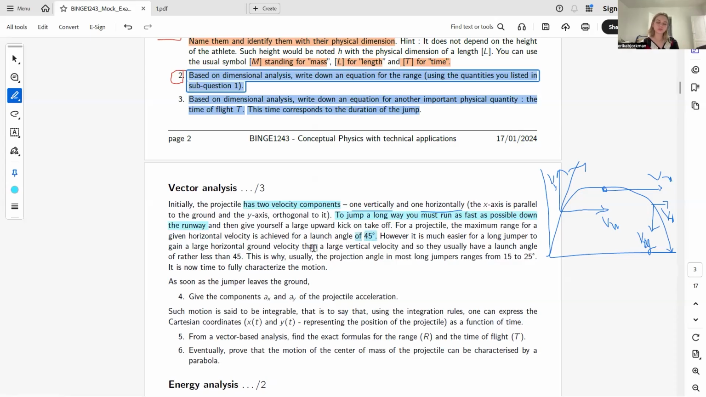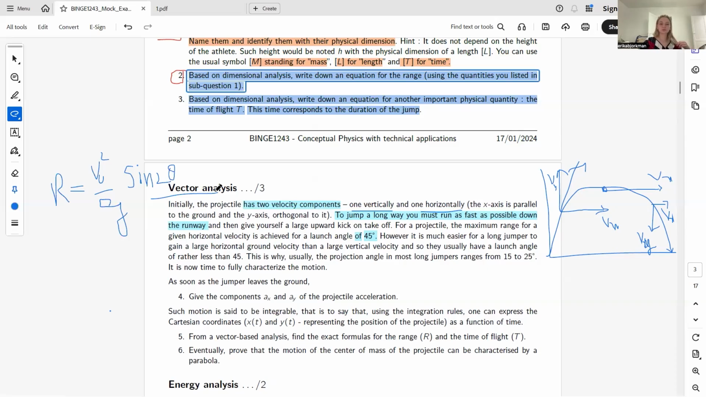From the formula of the range, we have observed that, I need to write the range formula, R is equal to V naught square divided by g sine 2 theta. That is the range formula. And from this formula, we have understood that range is maximum for the angle 45, because at 45, sine 2 theta becomes sine 90, and sine 90 gives the maximum value, that is 1.